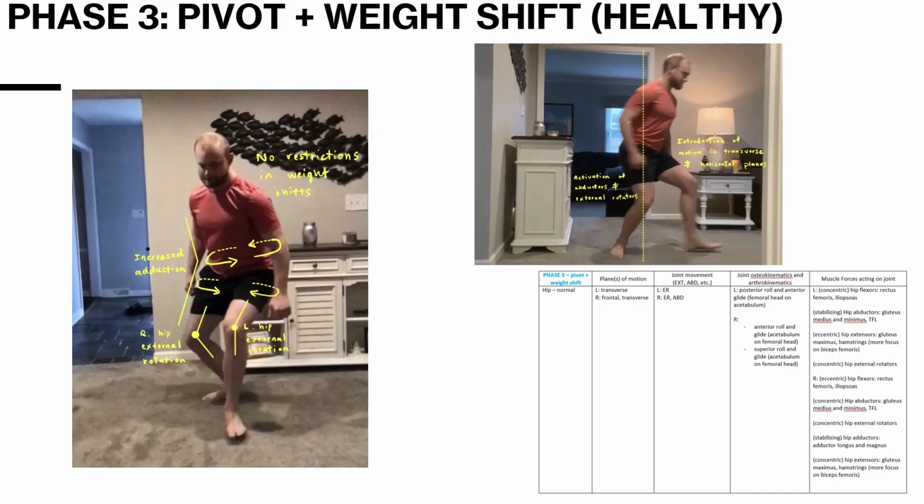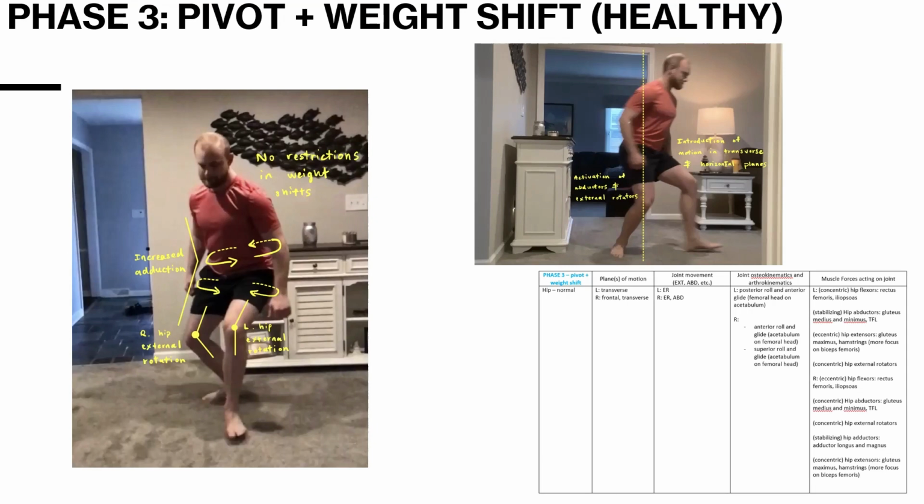The third phase of the movement is pivot and shift. In this phase, the athlete will turn direction 90 degrees to the left and shift body weight from right leg to left leg. In this phase, left hip is performing motion in transverse plane. The right hip is performing motion in frontal and transverse plane.